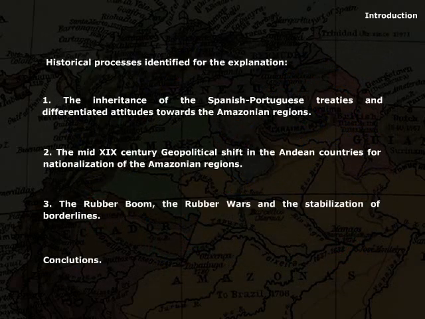This presentation will attempt to answer from a regional perspective how and why we came to have these overlapping national maps on the Amazon regions. Three historical processes are identified for the explanation. One, the inheritance of the Spanish-Portuguese treaties and differentiated attitudes toward the Amazon regions. Two, the mid-19th century geopolitical shift in the Andean countries for nationalization of the Amazon regions. And three, the rubber boom, the rubber wars, and the stabilization of borderlines.